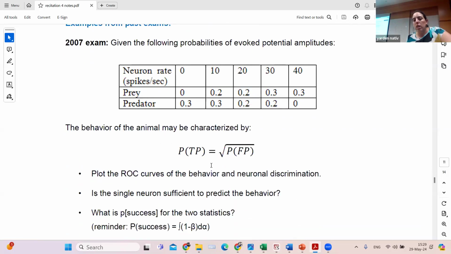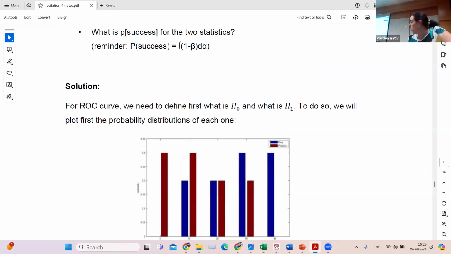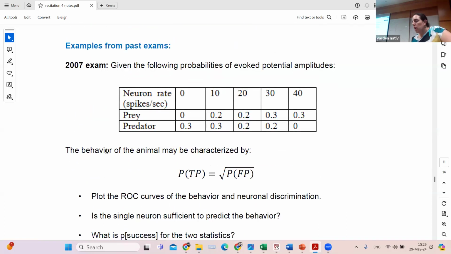So I'll show you here, okay? This is an example from an exam, and I think this is one of my favorite examples because this one is very clear.